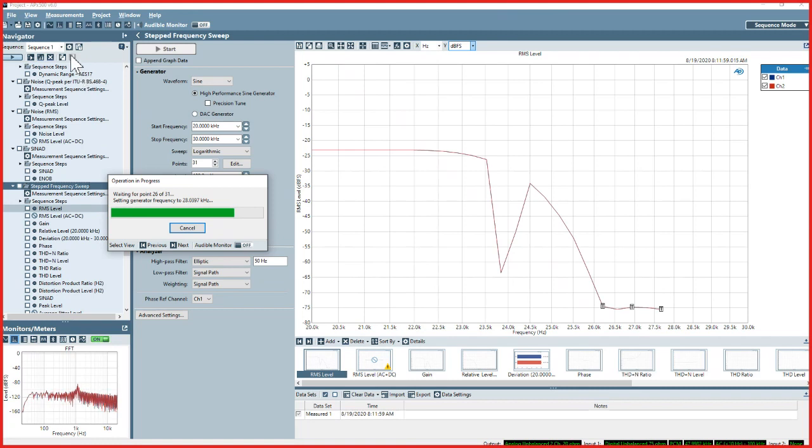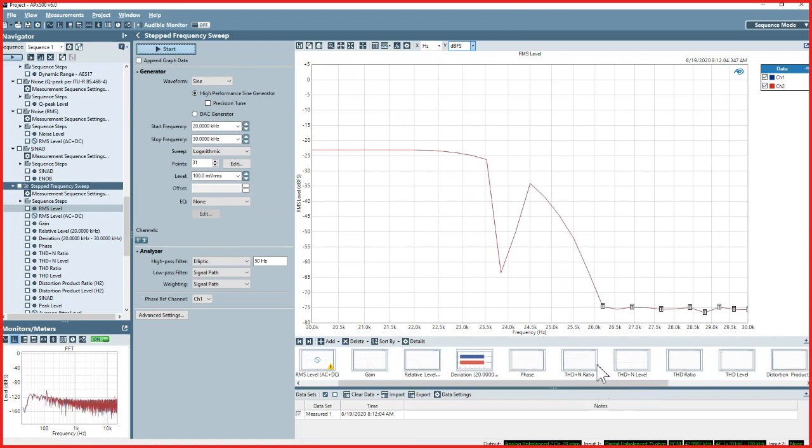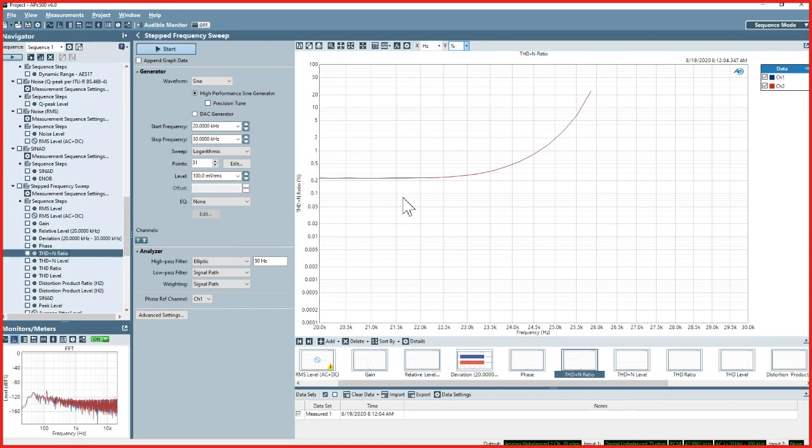And we can see a couple things here. So here you really see the performance of the anti-aliasing filter, and that's typically most challenging right at Nyquist, and you can see some interesting behaviors. First, if we look at THD plus N ratio, it actually climbs, and that's probably because we're getting some aliasing products when we get very, very close to Nyquist and just beyond.